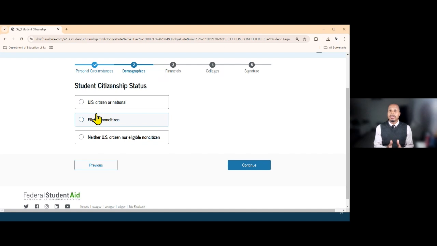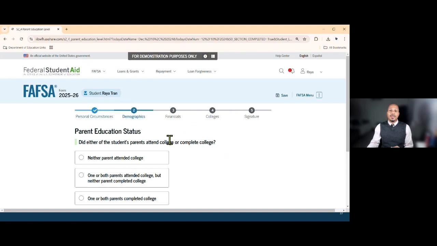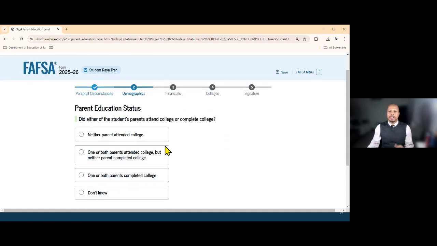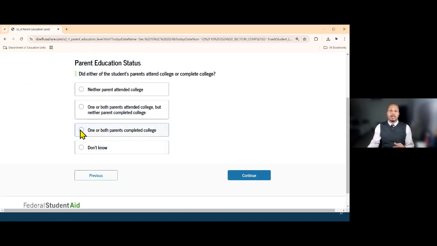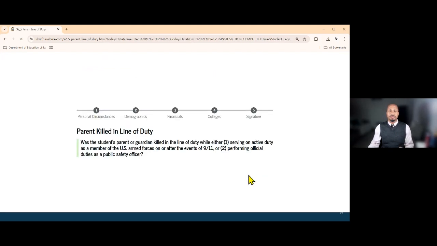Keep in mind, there are states that have a separate application as it pertains to state aid, and they may ask you to complete that application in order to be considered for state aid, and the same thing goes for institutions as well. So in this case, she's a U.S. citizen. And then we ask questions about the parent's education, and in her case, we'll say one attended college but neither completed college. You're going to hit continue.